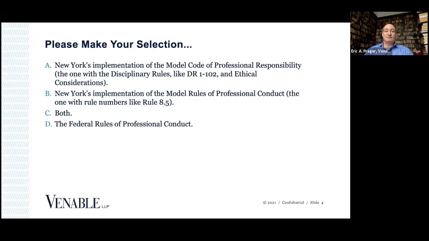Your choices are: A, New York's implementation of the Model Code of Professional Responsibility, the one with disciplinary rules like DR 1-102 and ethical considerations. B, New York's implementation of the Model Rules of Professional Conduct, the one with numbers like Rule 8.5. C, both of those. Or D, the Federal Rules of Professional Conduct. Take a moment to think about that and jot down your answer.